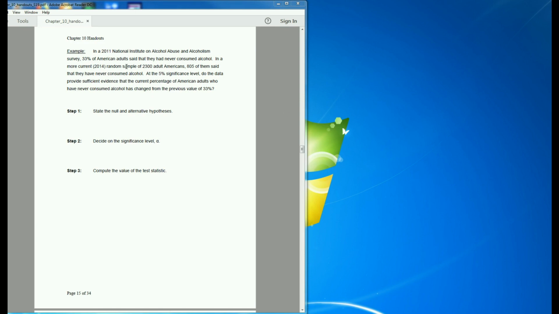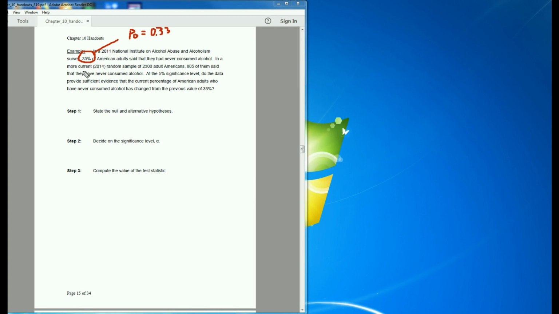Okay, so let's go back through the problem statement and note all the important numbers. This 33% represents p0, the older, known, current status. In decimal form, we would call that 0.33. So that's our starting position going in. 33% have never consumed alcohol.